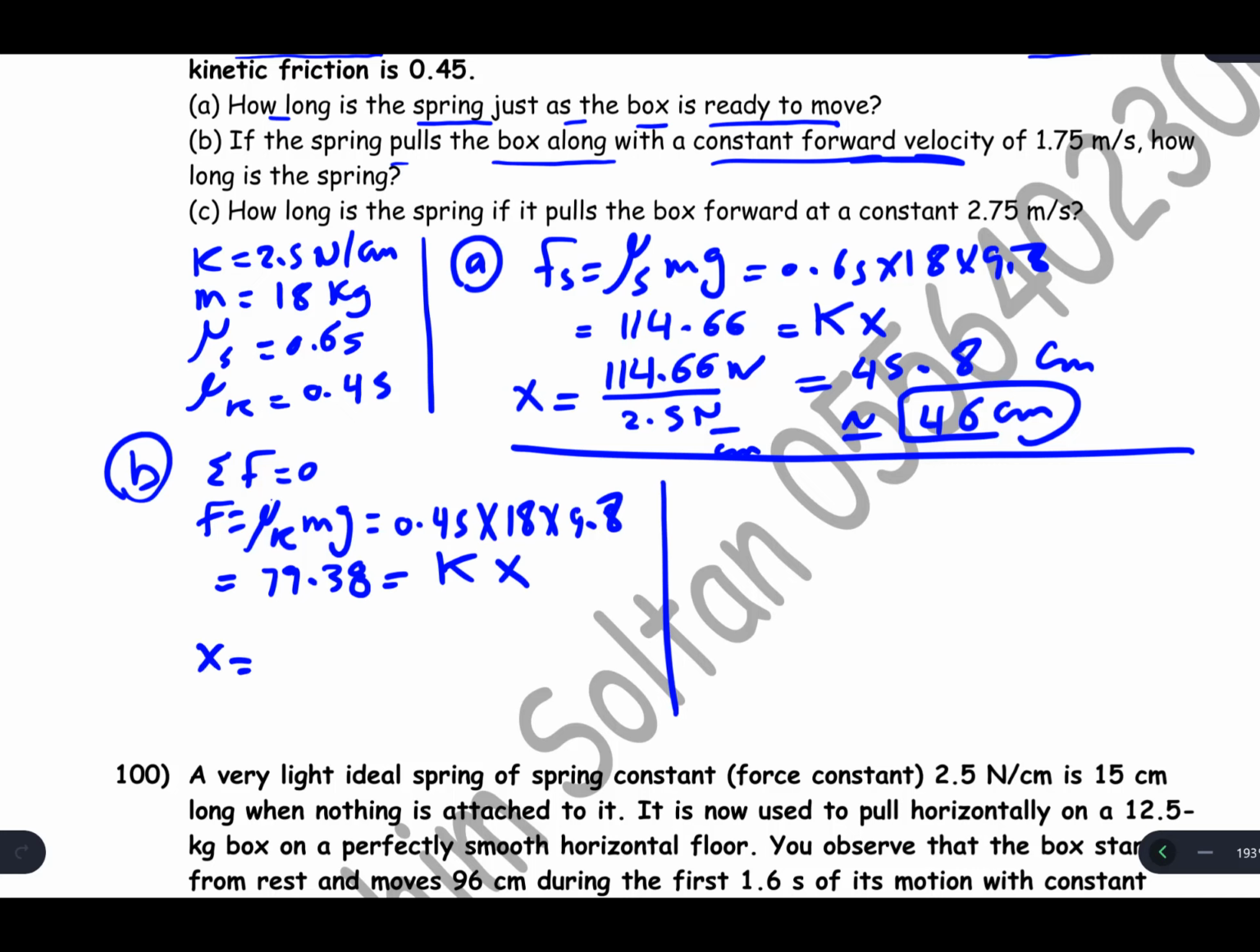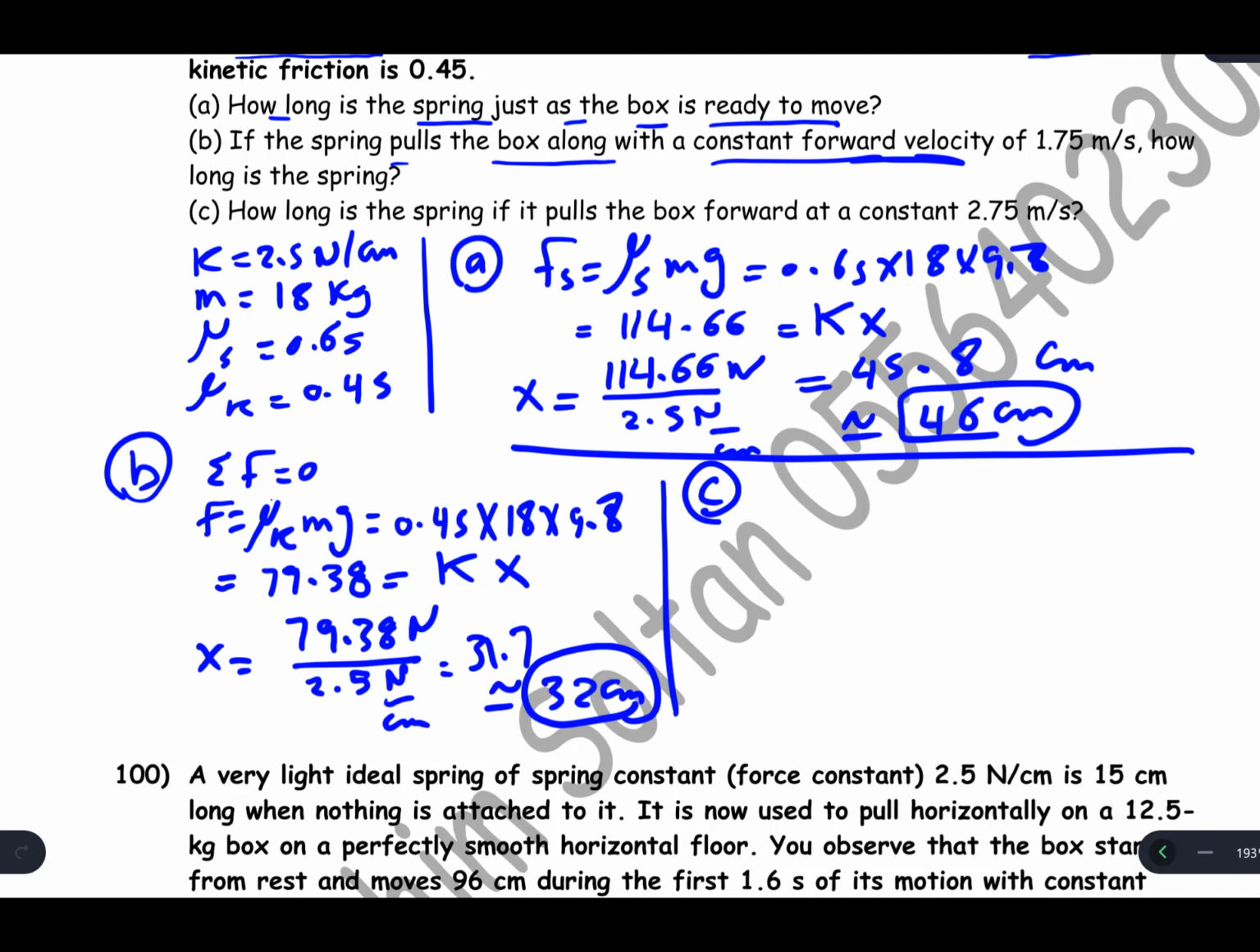So x now equals 79.38 divided by k, the same amount. This is in Newton, and this is Newton per centimeter. So x in centimeters will be 31.7, approximately 32 centimeters. So this is letter B. Let's go to letter C.